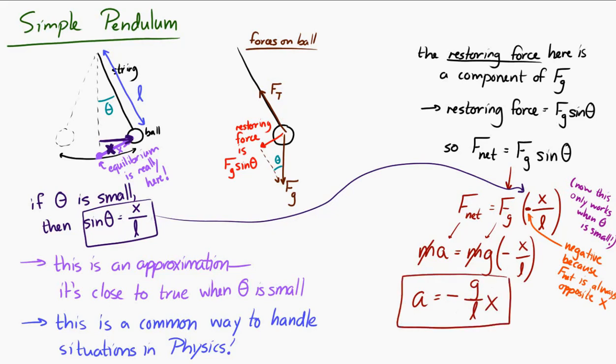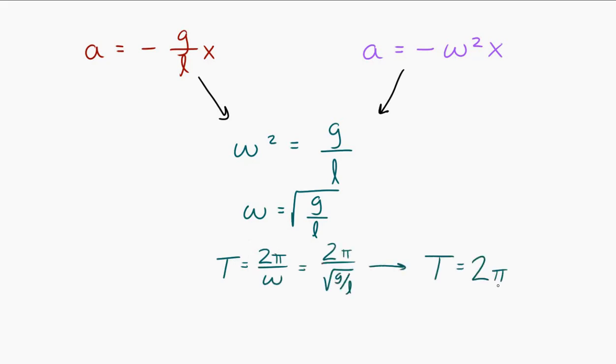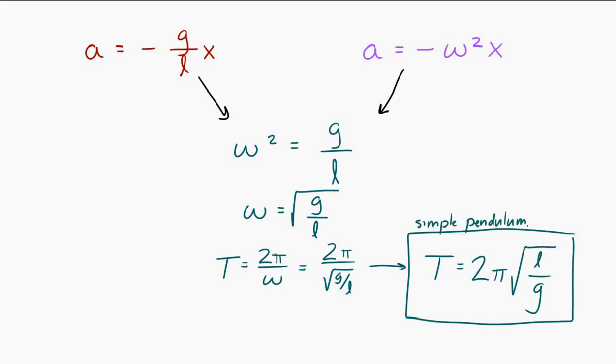And if we compare this to the governing equation, a is equal to negative omega squared times x, then we can get that the angular velocity squared is equal to g over L. And if we do a couple math tricks with the angular velocity and the period, we can see that the period of the simple pendulum is equal to 2 pi times the square root of L over g. And remember, that is only a good approximation as long as theta remains small.